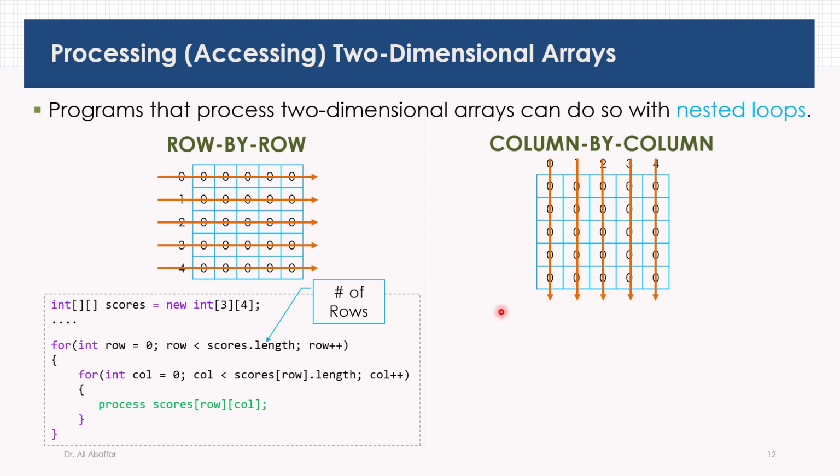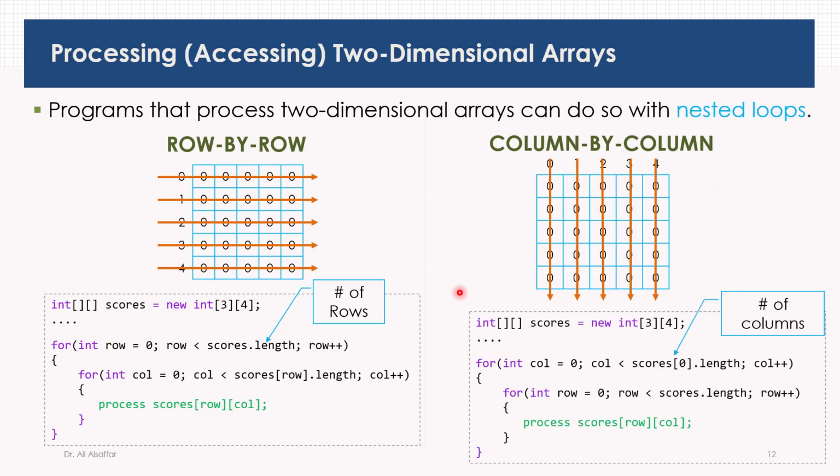Now to process every element of a two-dimensional array, column by column, then we are going to use also nested loops. But this time, the outer loop should be responsible for counting number of columns, and the inner loop should be responsible for counting number of rows. Now, since every row in a two-dimensional array is in fact a one-dimensional array, we can use this one-dimensional array length to determine the number of columns.